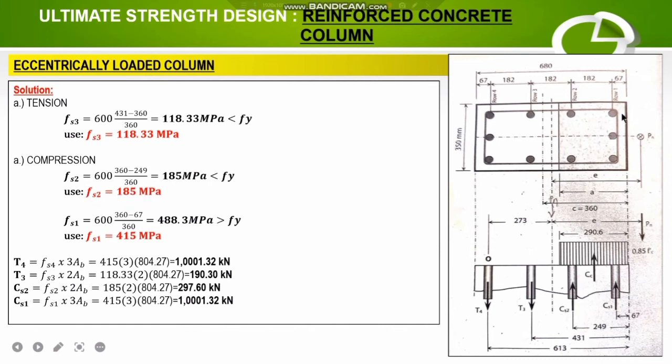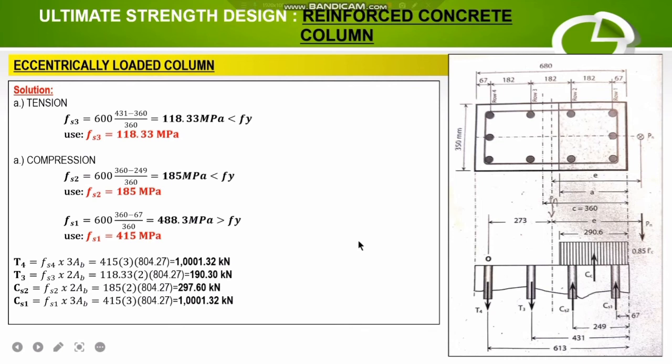Then to solve for our Fs1, since these bars are subjected to compression, Fs1 is equal to 600 times C, which is 360, minus D prime, or the effective depth. So D prime is equal to 67, since we are considering row 1, over 360. So Fs1 is equal to 488.33 megapascals, and it is greater than Fy. Therefore, Fs1 is equal to 415 megapascals.